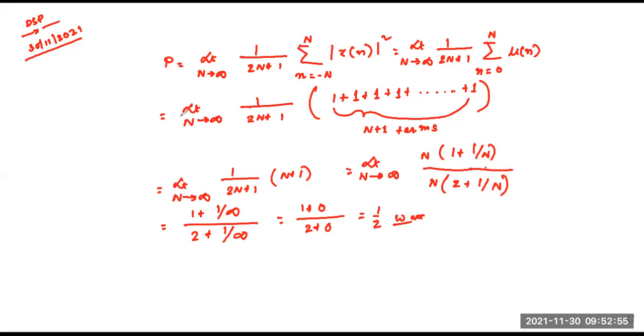Okay, so this is the answer. And previously we have calculated that energy is infinite. So if energy is infinite and power is finite, that means this is a power signal. So u of n is a power signal. Understand? Yes sir.